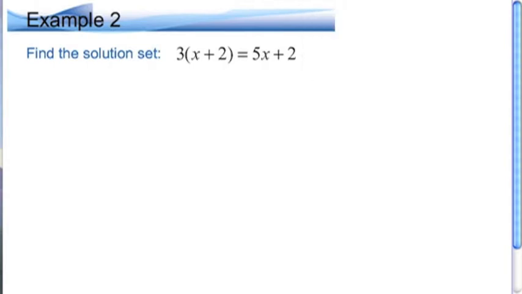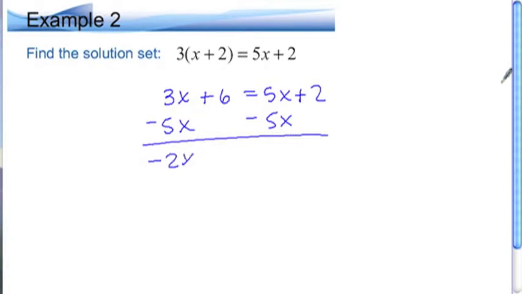So let's take a look at example 2. We have 3 times x plus 2 is equal to 5x plus 2. The first thing we need to do is distribute to get rid of the parentheses. That gives us 3x plus 6 equals 5x plus 2. Now we want to get the variables all to one side. I'm going to subtract 5x from both sides. And that gives me negative 2x plus 6 equals positive 2.